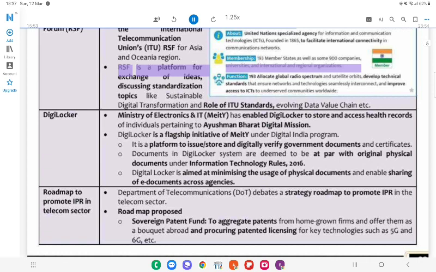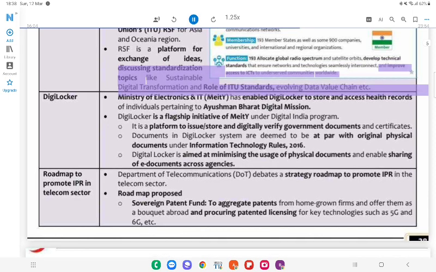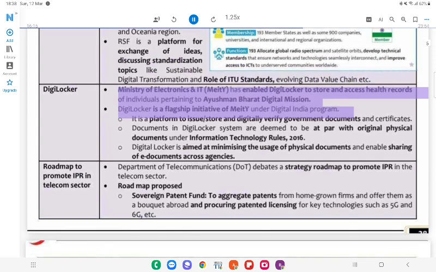RSF is a platform for exchange of ideas. ITU allocates global radio spectrum and satellite orbits. It develops technical standards that ensure networks and technologies interconnect seamlessly. And improve access to ICTs to underserved communities worldwide. Topics like sustainable digital transformation and the role of ITU standards, the evolving data value chain etc.